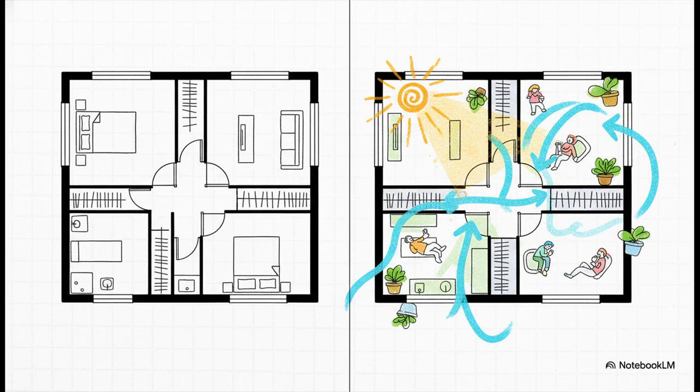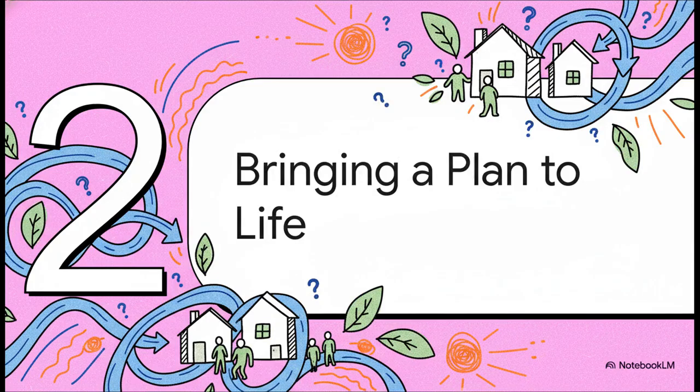A blueprint shows you geometry, sure, but it can't show you the feeling of morning sunlight hitting the kitchen counter. It can't tell you where a crowd is going to bunch up during a party. It can't quantify comfort. It's missing the life of the building. But what if we could bridge that gap? What if we could take that static document and just animate it? What if we could ask it questions about warmth and flow and life and actually get answers?